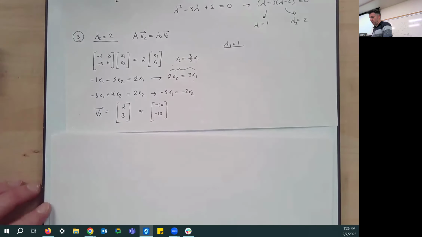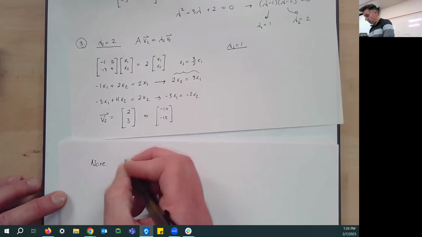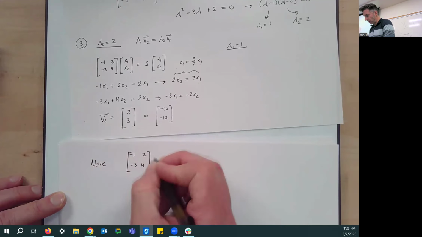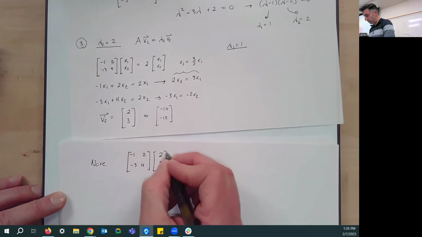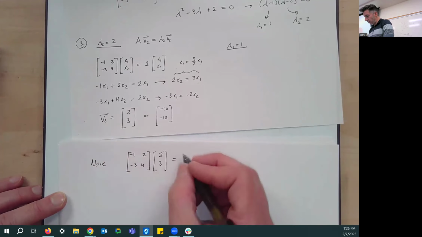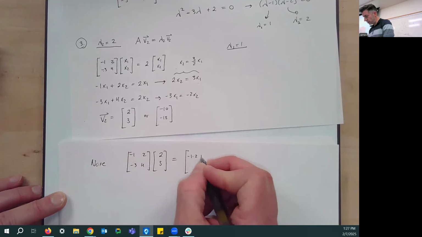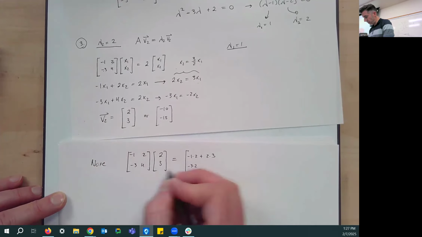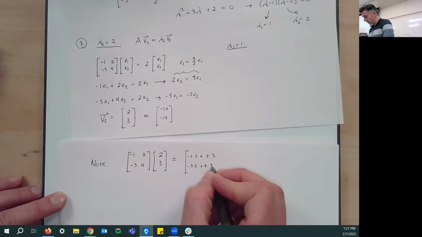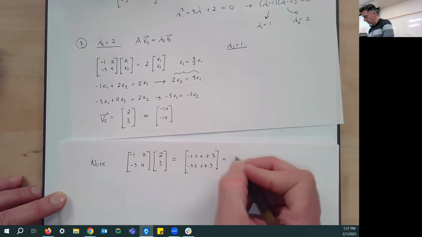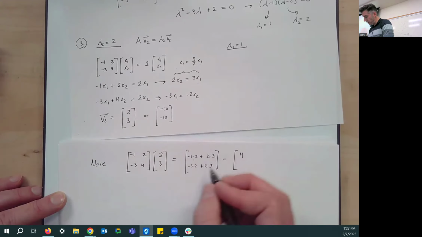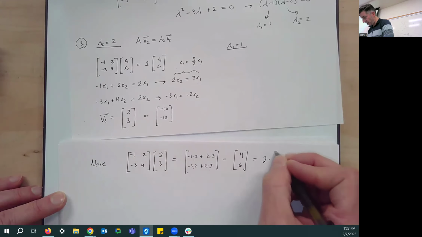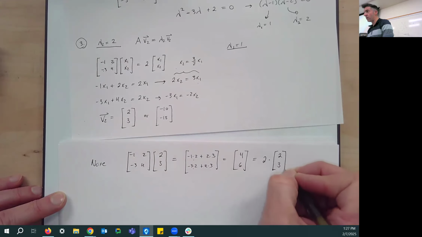If you take this matrix, note that your matrix A, -1, 2, -3, 4, multiplied by the vector we just found, 2, 3. If you multiply it out, you're going to get -1 times 2 plus 2 times 3, right? First row, first column. And then -3 times 2 plus 4 times 3. Second row, first column. And that's going to end up being, let's see, -2 plus 6 is 4, -6 plus 12 is 6. And that is, not surprisingly, exactly 2 times the vector that we started with.